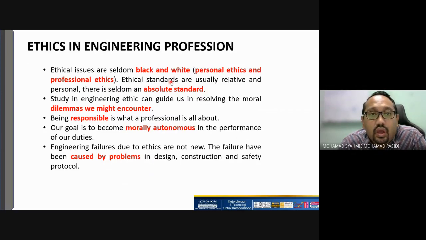Ethics issues are seldom black and white, personal ethics and professional ethics. Ethical standards are usually relative and personal. There is seldom an absolute standard. Sometimes we know ethics as what is wrong and what is right. Ethics also covers personal ethics and professional ethics, and there are no clear standards saying what ethics is about. There is seldom an absolute standard of ethics.